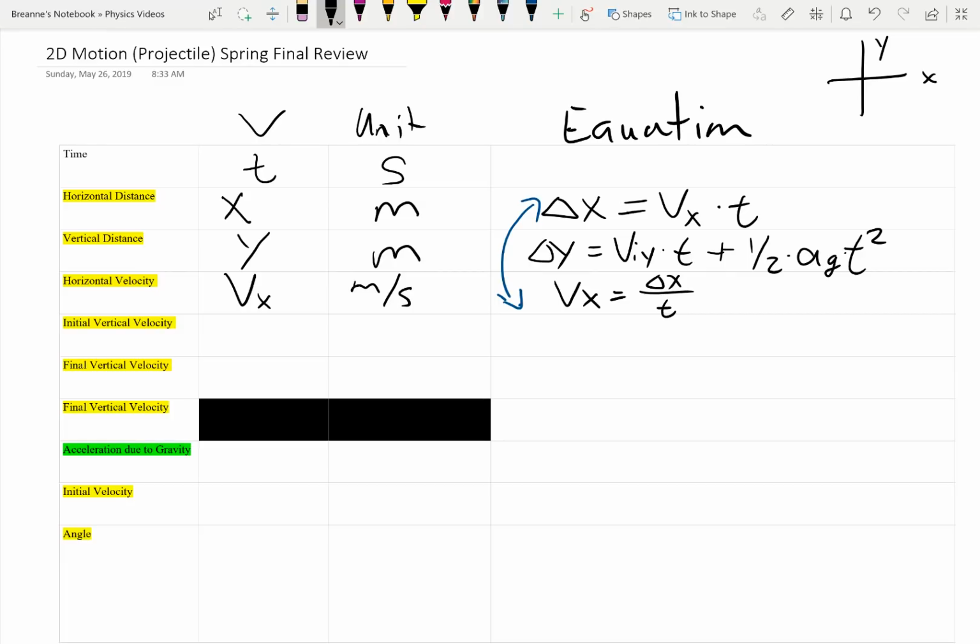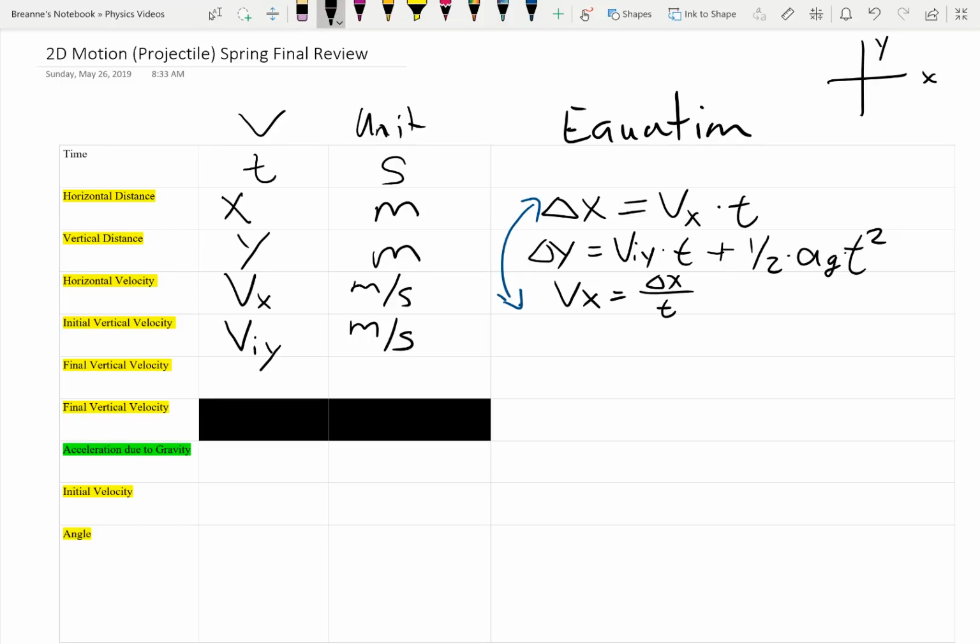Initial vertical velocity is your VIY, and that's in meters per second. There isn't a known equation for that one. You can sit there and manipulate, but you don't necessarily have to worry about that.